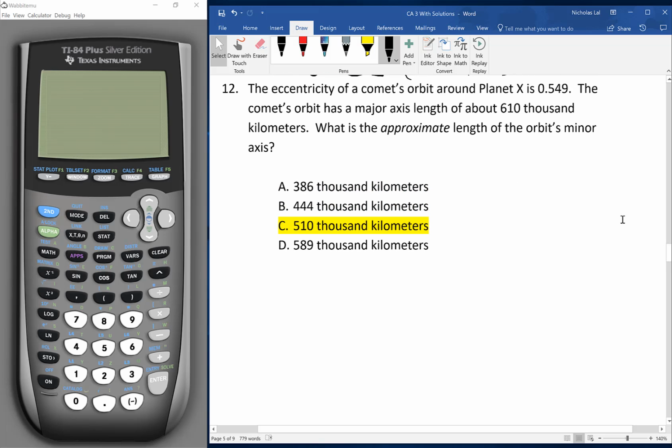Problem 12. The eccentricity of a comet's orbit around planet X is 0.549. So the big thing I have to remember here is eccentricity for an ellipse and hyperbola. Eccentricity is equal to c over a. All right. The comet's orbit has a major axis length of about 610,000 kilometers. What is the approximate length of the orbit's minor axis?